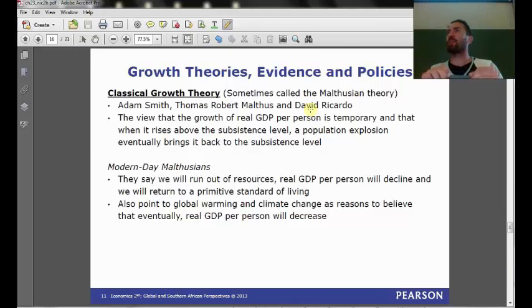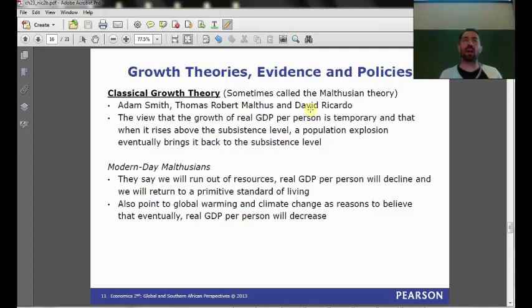Okay? In other words, the only thing that halts population growth is poverty. That's the story of the classical growth theory. As soon as you have growth, you have increasing population, and that increasing population just tends to the same poverty level it was before. Okay?